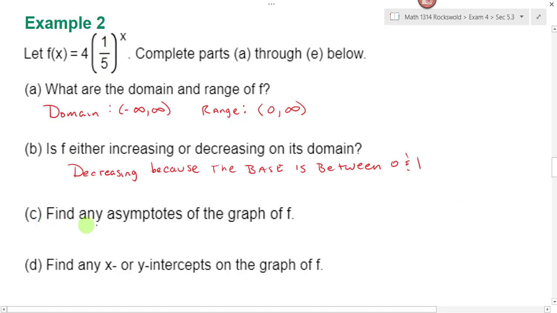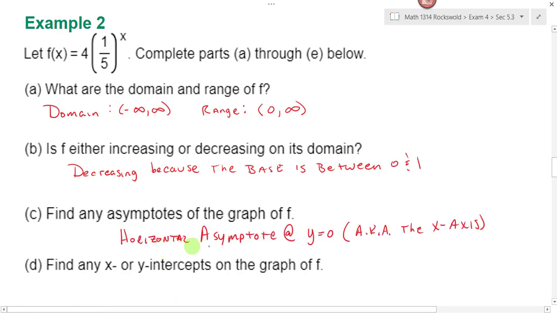On Part C, we're asked to find any asymptotes of the graph of f. Well, exponential functions, unless there's a vertical shift, will always have a horizontal asymptote at the x-axis. The equation for the horizontal asymptote is y equals 0. This is also known as the x-axis. Part D asks us to find any x or y intercepts on the graph of f.